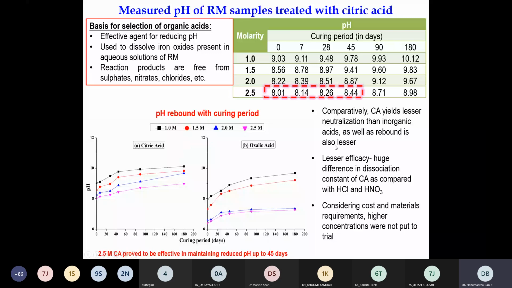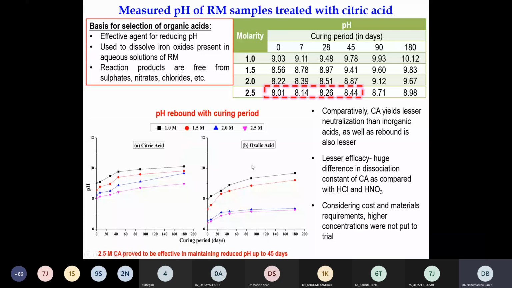Then we try to quantify the pH rebound. This is one of the novel parameters that we proposed. For that purpose, we have drawn several graphs. Here you can see the variation of the pH with the curing period, and for different molarities of the citric acid as well as the oxalic acid. So this is addition of the citric acid alone and the oxalic acid alone. These are the different results.